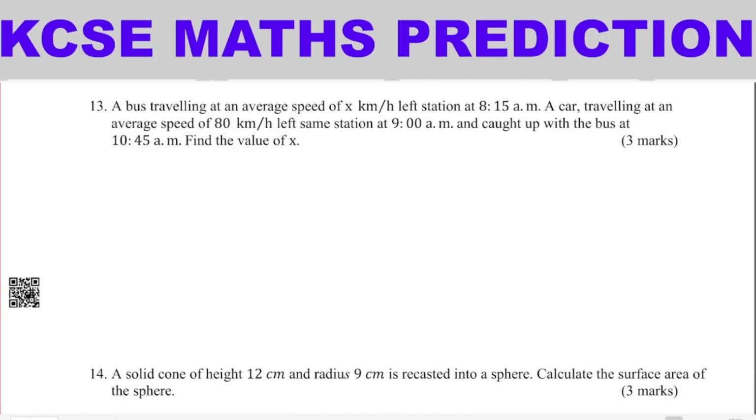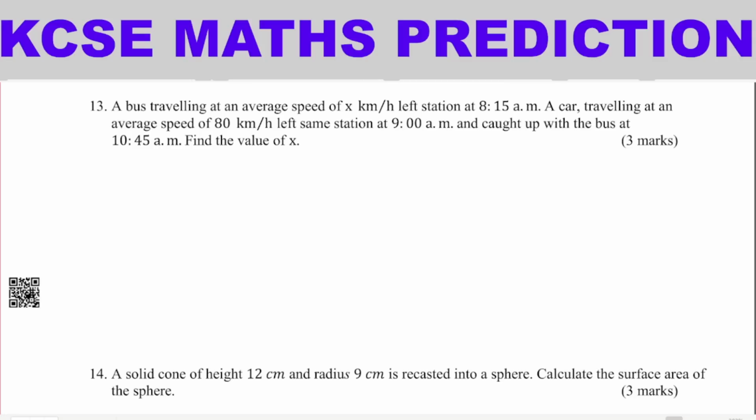A bus traveling at an average speed of x kilometers per hour left a station at 8:15 a.m. A car traveling at an average speed of 80 kilometers per hour left the same station at 9 a.m. and caught up with the bus at 10:45 a.m. Find the value of x.